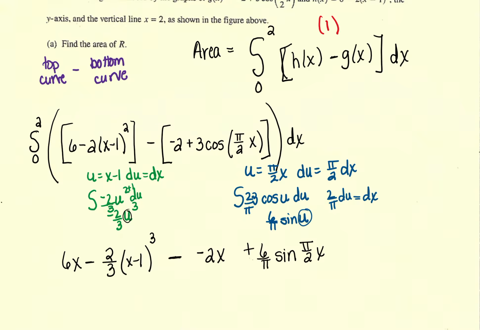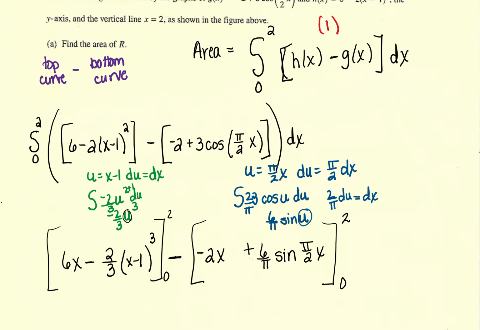Okay, so I've got my 4 terms integrated. All right, now we need to go through and put in our 0 and our 2. I think what I'm going to do is separate these because this is pretty crazy.